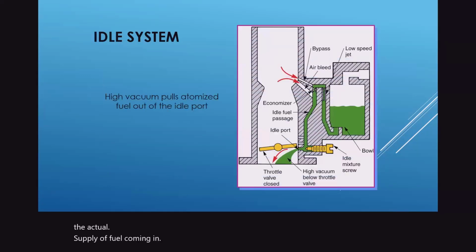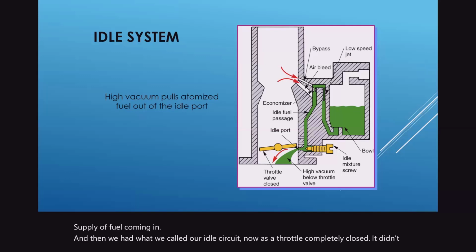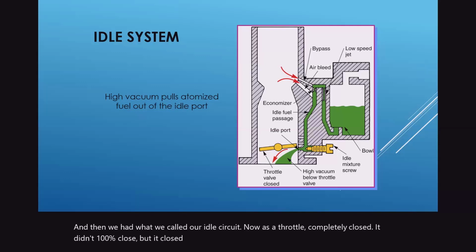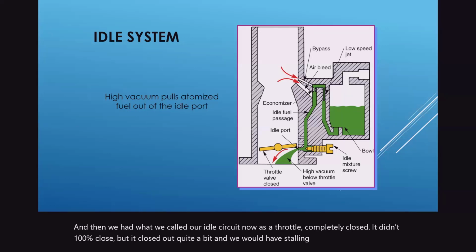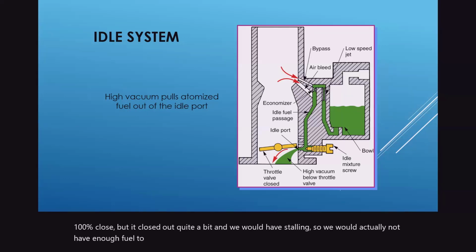And then we had what we called our idle circuit. Now, as the throttle closed, well, it didn't 100% close, but it closed quite a bit, and we would have stalling. We would actually not have enough fuel to support the cylinders on the engine. So we had an idle circuit.